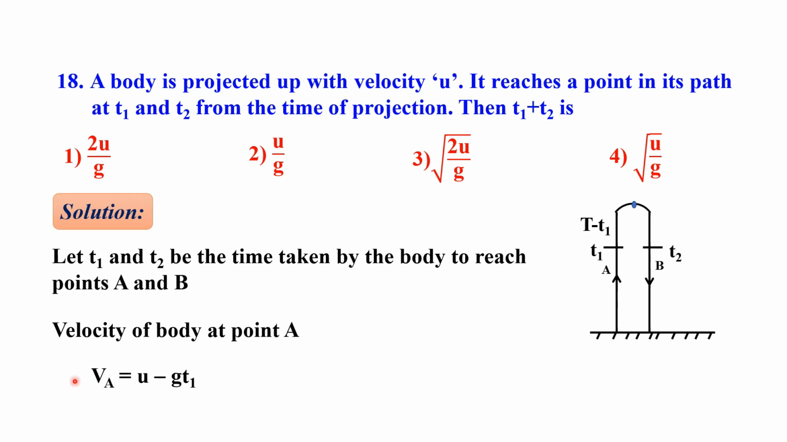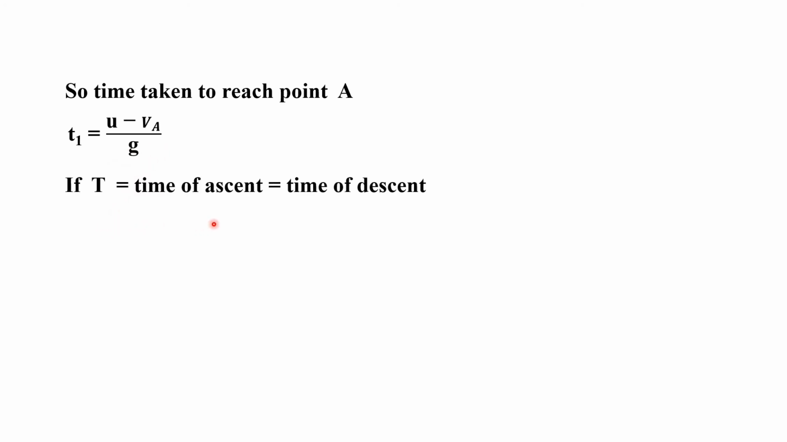Now the velocity of the body at point A: VA is equal to u minus g t1. Next, the time taken to reach point A, that is t1, is equal to (u minus VA) by g. If t is the time of ascent, it is equal to the time of descent. So t2 is equal to t plus t minus t1, so t plus t is 2t, 2t minus t1. So t1 plus t2 is equal to 2t, that is equal to 2u by g.